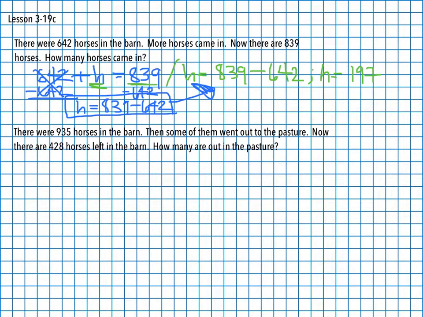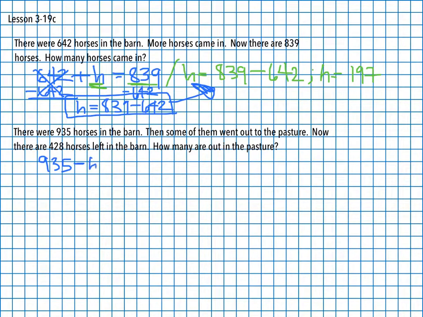What does it say? There were 935 horses in the barn. So let's start off with 935. Then some of them went out to the pasture. Now there are 428 horses left in the barn. So if some went out to the pasture, we're going to get rid of them.